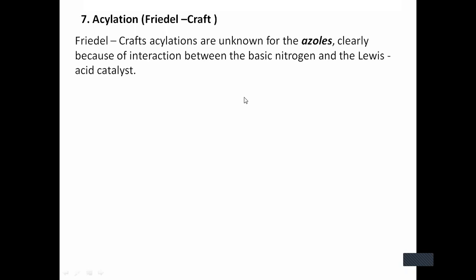Azoles contain nitrogen, all azoles contain nitrogen, and when you provide the conditions of Friedel-Crafts acylation, what is the condition? Anhydrous AlCl3 and some acyl chloride, such as acetyl chloride. So what happens? The lone pair of nitrogen will combine with the Lewis acid and form a complex, and this way it will lock the reaction. When the reaction is locked, it will not form the product, and therefore acylation is not reported for azole compounds. Okay.